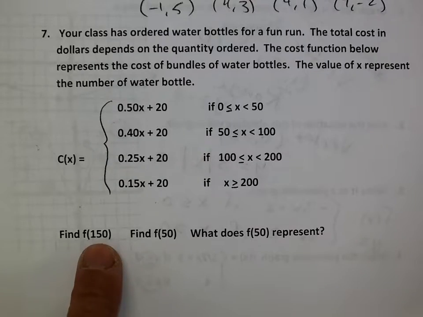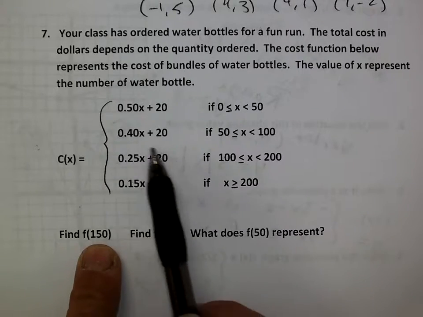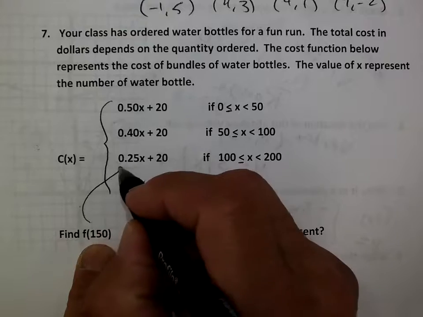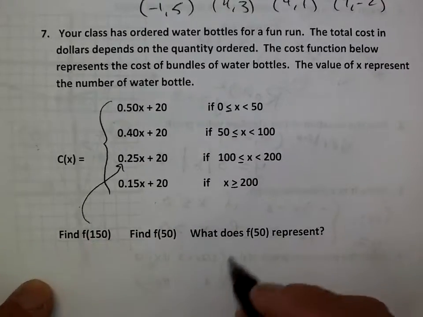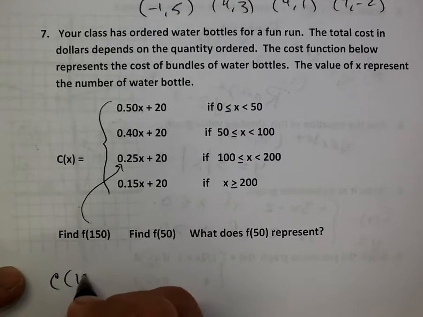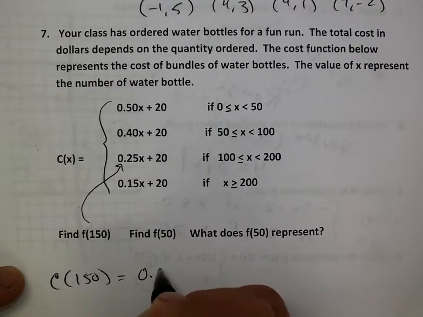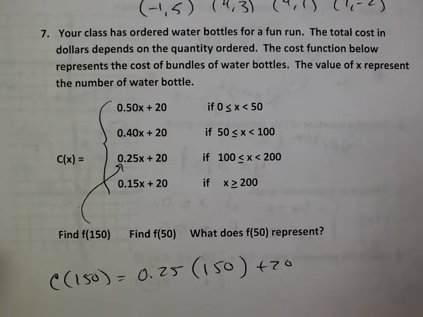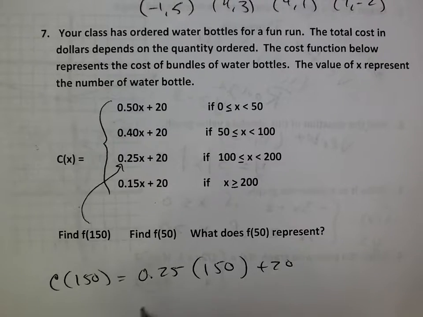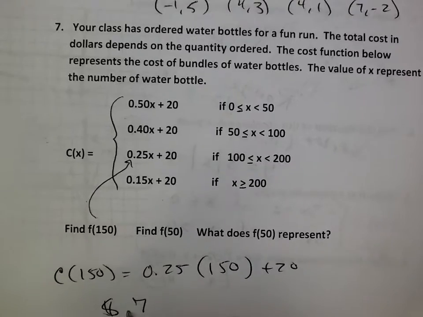So if we want f of 150, we just plug it in, don't we? F of 150 is going to go into that one because 150 falls between 100 and 200 bottles. So it's just going to be C of 150 equals 0.25 times 150 plus 20. I'm just going to use my calculator. Hold on. 0.25 times 150 plus 20. So I get $57.50.